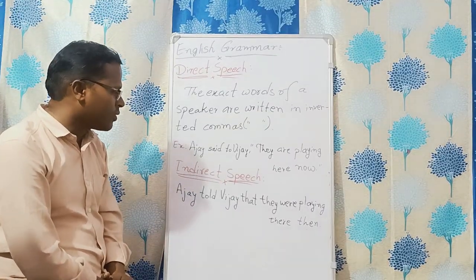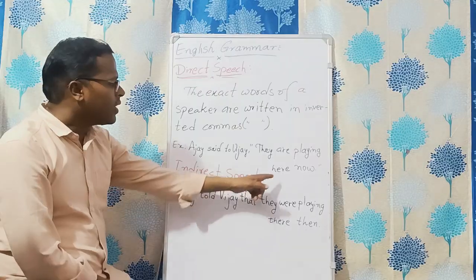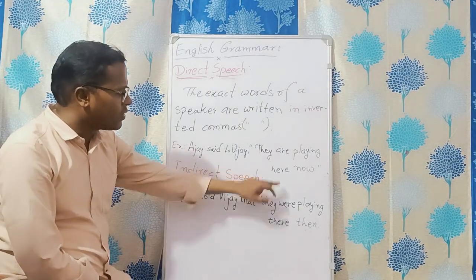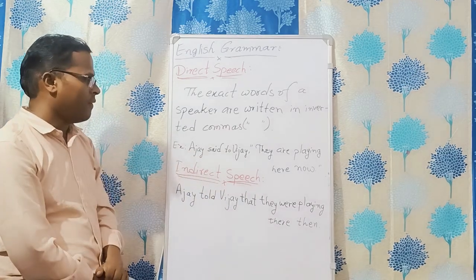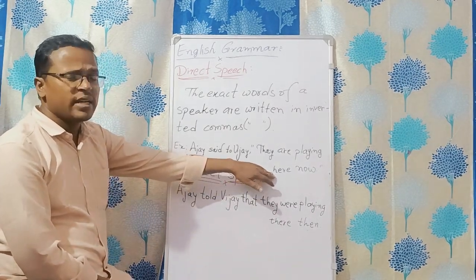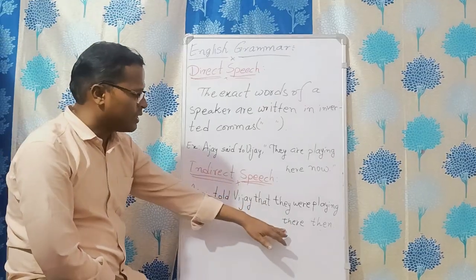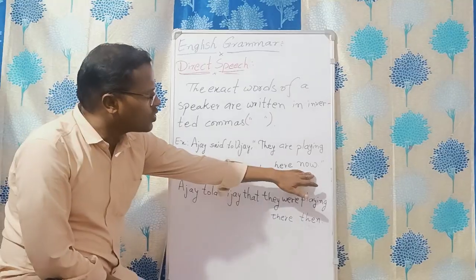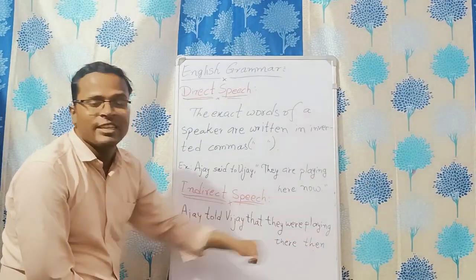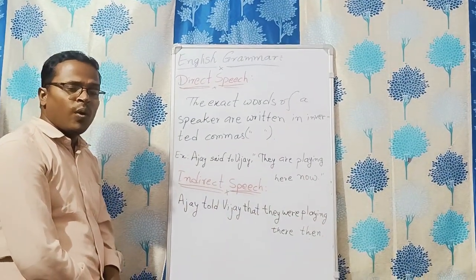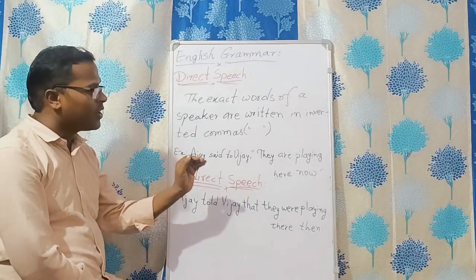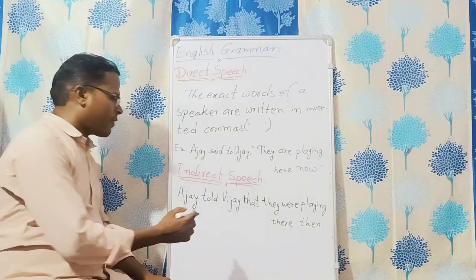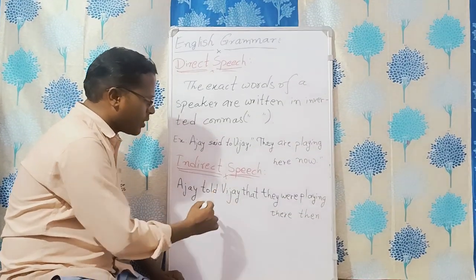Also one more thing we have to remember: see here, I changed the place also. Here I changed to there. Whenever we have here in the direct speech, we have to change it into there. And also a change of time. Now I have used here, but I changed to then. Like that, some words relevant to time and place change.